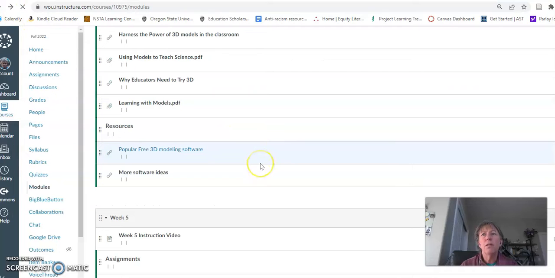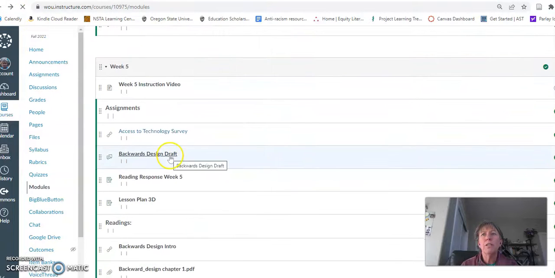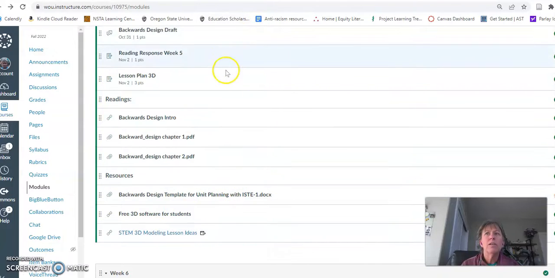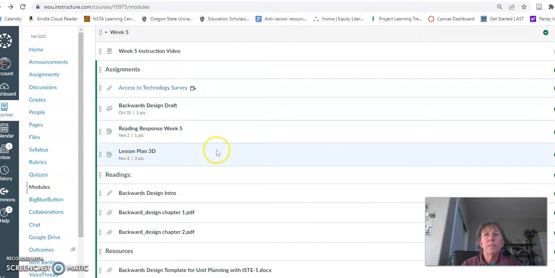I have a couple of chapters here that you can take a look at. There's an introduction here. I would say skim these. You definitely do not need to read these verbatim. We're also going to be using a template to look at planning a lesson moving forward. And then again, some information on 3D modeling, because your lesson plan for this week is going to be on 3D.